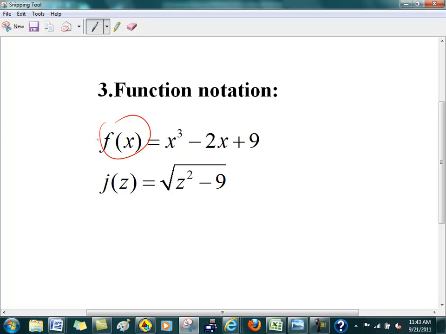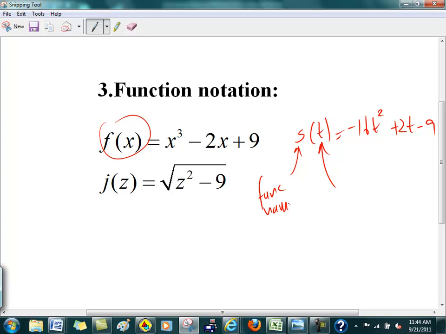Okay, is everybody okay on this stuff? Everybody understand what function notation is? Okay, is everybody okay on function notation? Okay, you will see this often in calculus. S of t equals minus 16t squared plus 2t minus 9. Okay, so the function is called S. Its independent variable is called t. Okay, so that's the function name. This is the independent variable. All right?